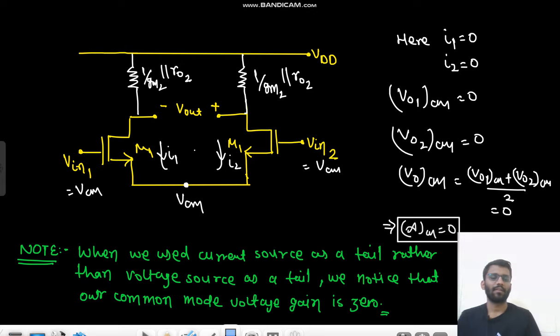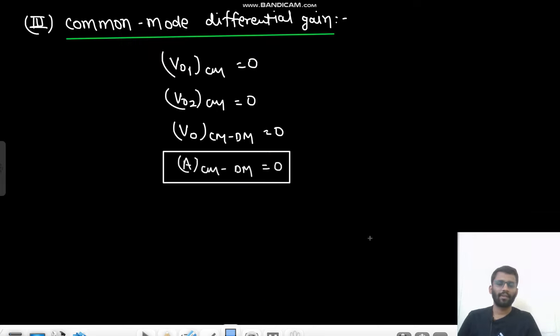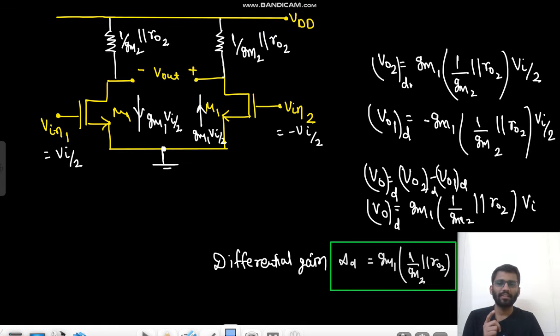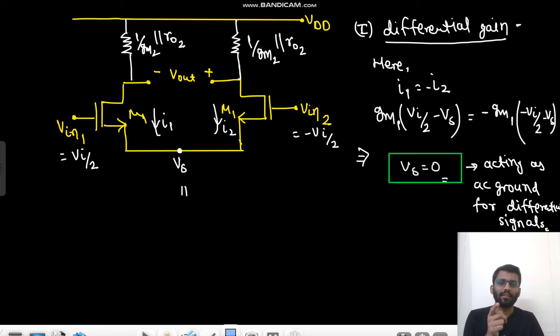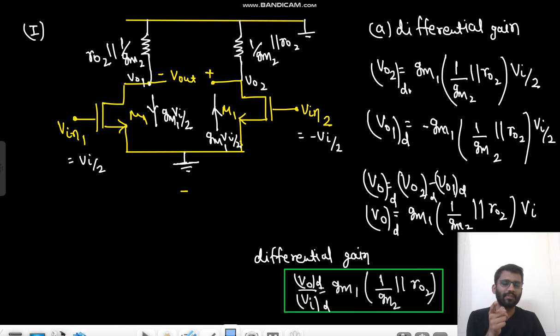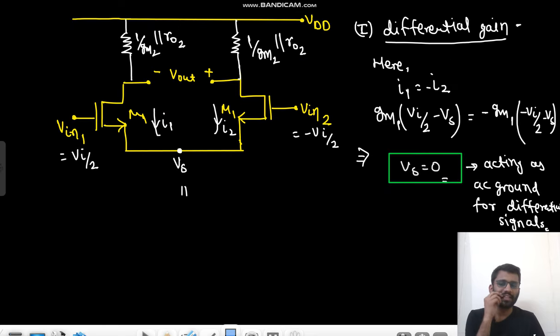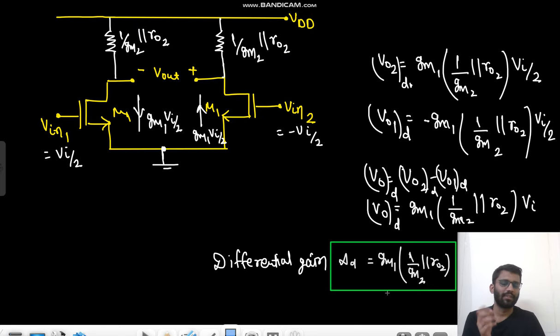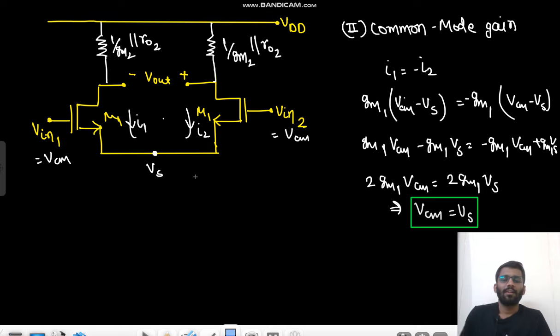Okay, so this is the thing here. The common mode differential gain for this configuration and the previous configuration, for both of them it was equal 0. And here in this voltage bias configuration, the differential gain was this, and in the next configuration as well, the differential gain was this only. So the differential gain was same, but there was a big change in common mode gain.